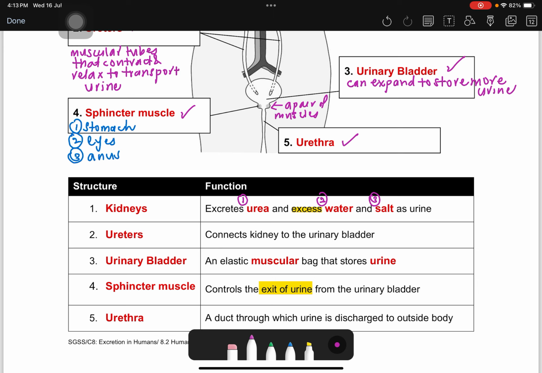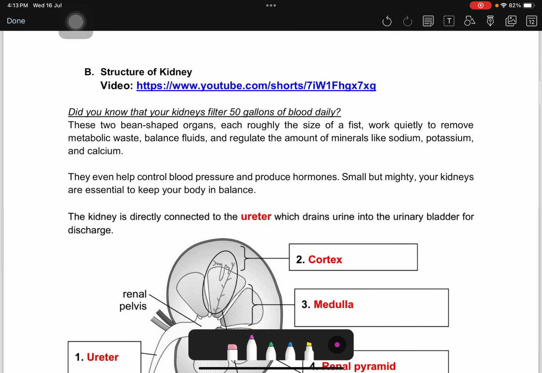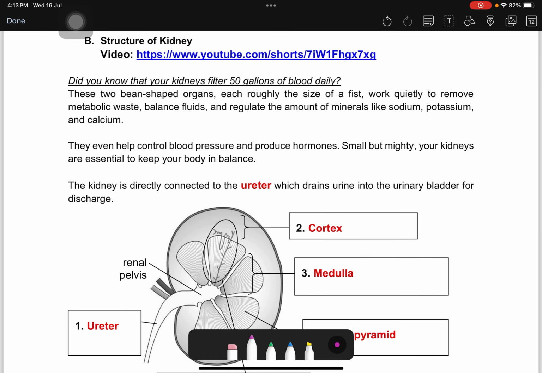So out of all the structure, we'll be paying a lot of attention to the kidneys, where the filtration and reabsorption happen. So before I begin talking about the structure of kidney in depth, let's take a look at a video of an actual kidney and how it looks like.